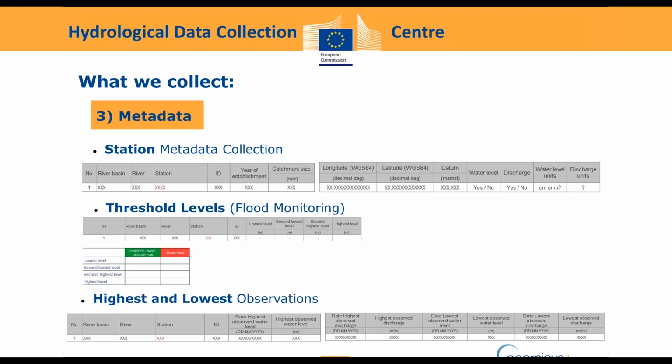And concerning the highest and lowest observation, we use it for our quality control, and we need the highest observed water level or discharge, the date of this observed water level or discharge, and no more about metadata, only to say that for us it's really important to get this data, because otherwise it's very difficult to deal with the near real time or with the historical data.